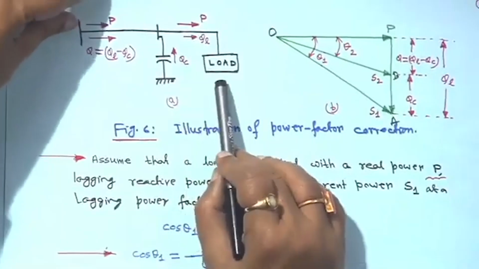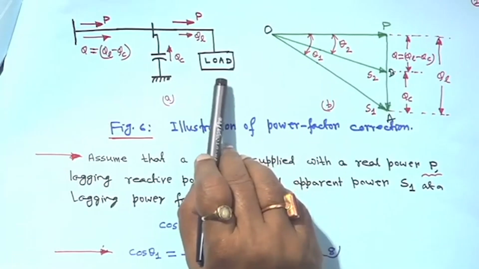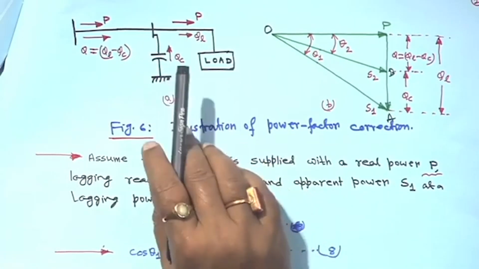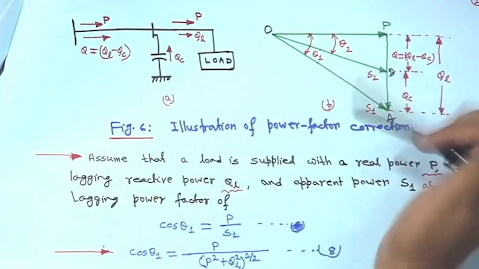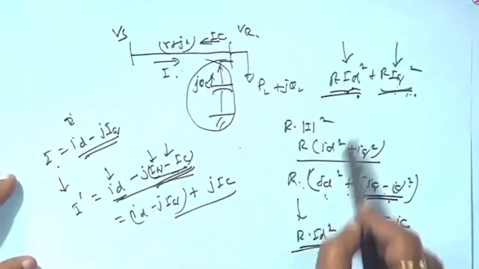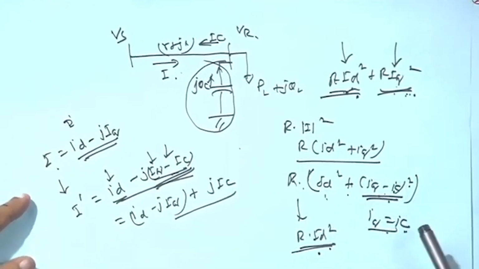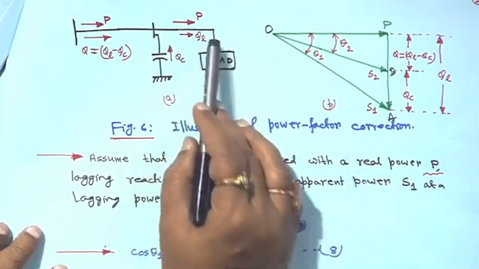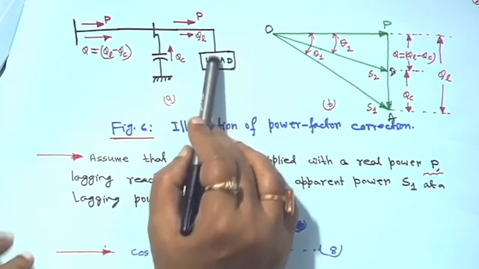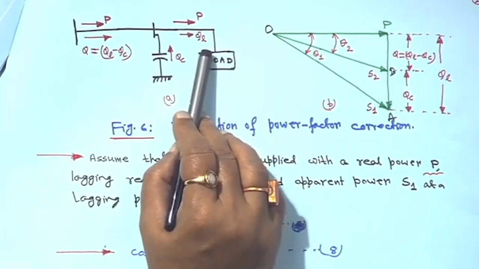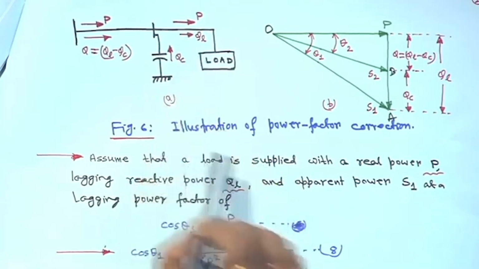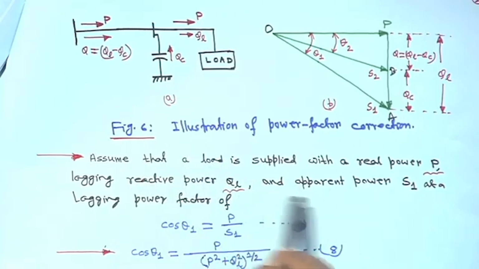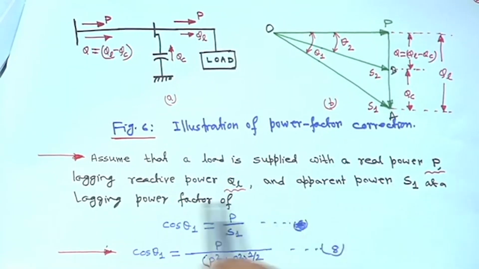Now, this is the simple thing. Power loss is not considered here, just for the purpose of understanding, but I showed you all the losses. Same thing, this diagram is the same. If loss is there, then I told you what the effect is. So in that case, assume that a load is supplied with a real power P. This load has a real power P and reactive load QL. So it is P plus jQL without any shunt capacitor, at a lagging power factor, and the apparent power is S1.